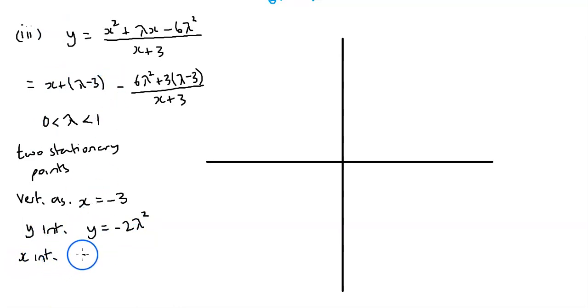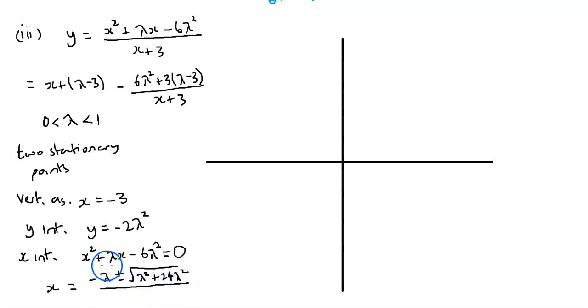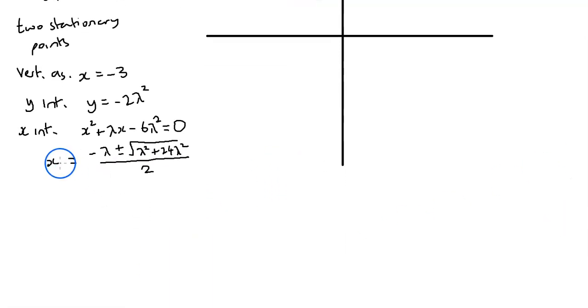If we want to find x-intercepts, we need to solve the equation x squared plus lambda x minus 6 lambda squared equals 0. Using the quadratic formula, x is equal to negative lambda plus or minus the square root of lambda squared minus 4 times 1 times negative 6, so plus 24 lambda squared, divided by 2. And so it's negative lambda plus or minus 5 lambda, divided by 2. So that is equal to 2 lambda or negative 3 lambda. So we do have two x-intercepts. One of them is positive and one of them is negative.